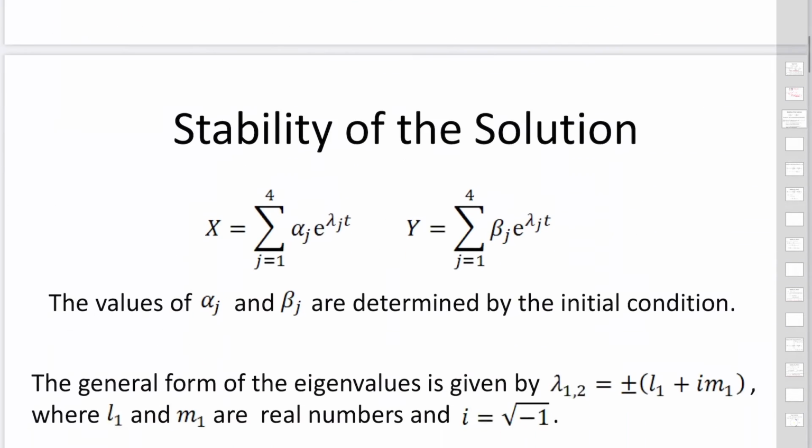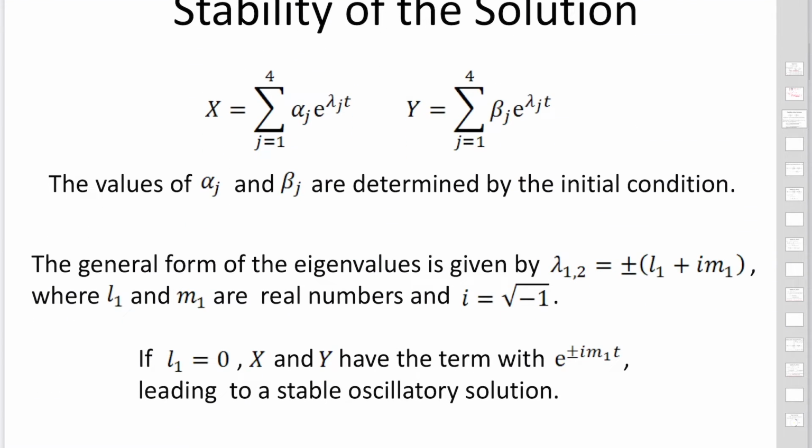Now the stability of the solutions. X could be expressed as a sum of these 4 terms, and y is also expressed as a sum of 4 terms with exponentials. The alpha sub j and beta sub j are determined by the initial conditions, like the initial positions of the particle and the initial velocity of the particle. The general form of the eigenvalue is given by these equations.